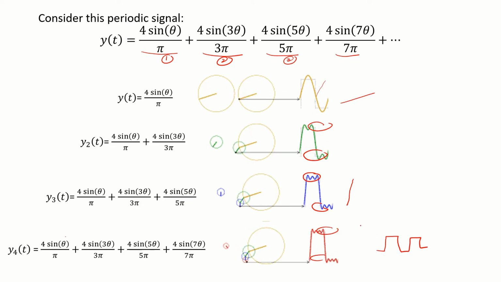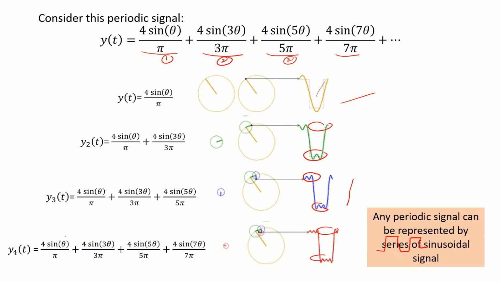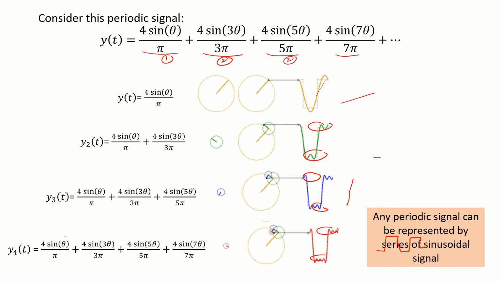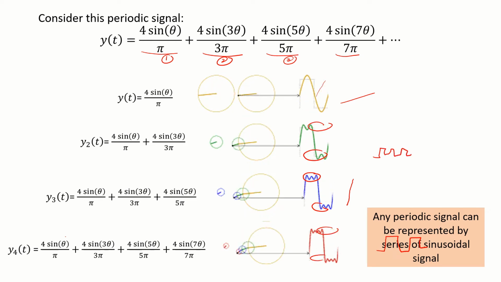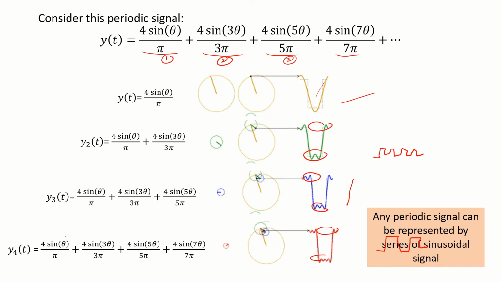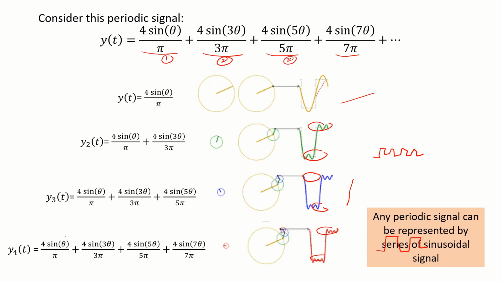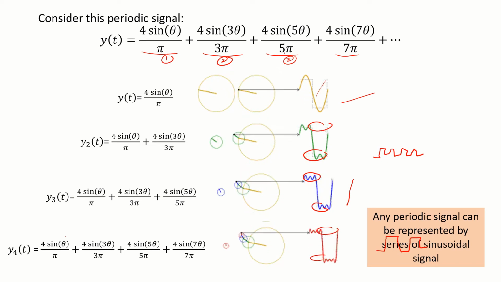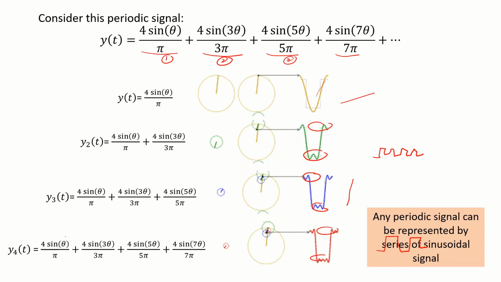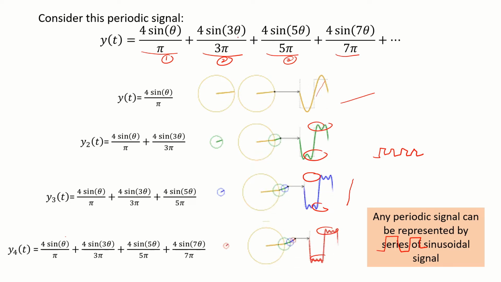So here we can say any periodic signal can be represented by a series of sinusoidal signals. You can see here the square wave can be represented by a series of sinusoidal signals, if we add the first term, second term, third term, and fourth term. This is the advantage of a Fourier series.